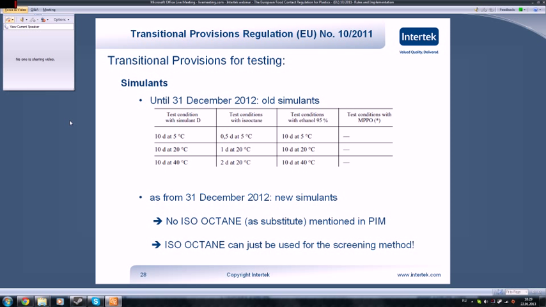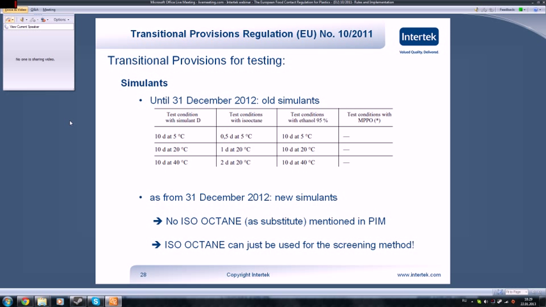However, even in the old directives, it was said if the test is negative, you have to use the original food simulant, with olive oil. So verification of non-compliance can just be with olive oil.